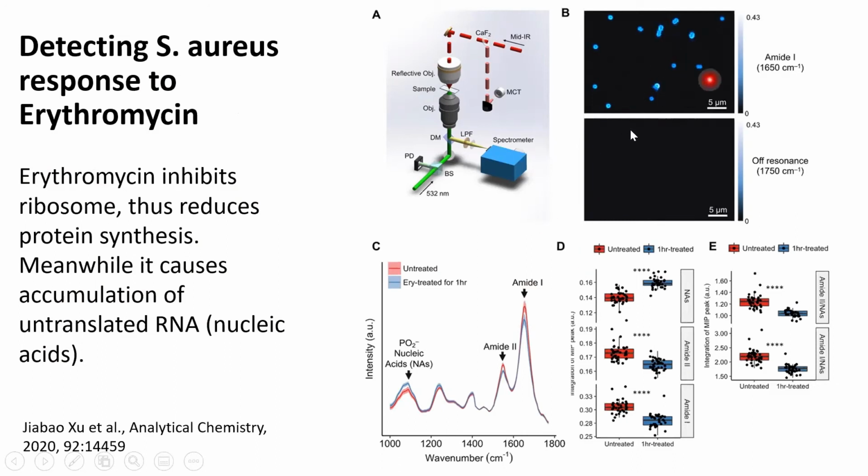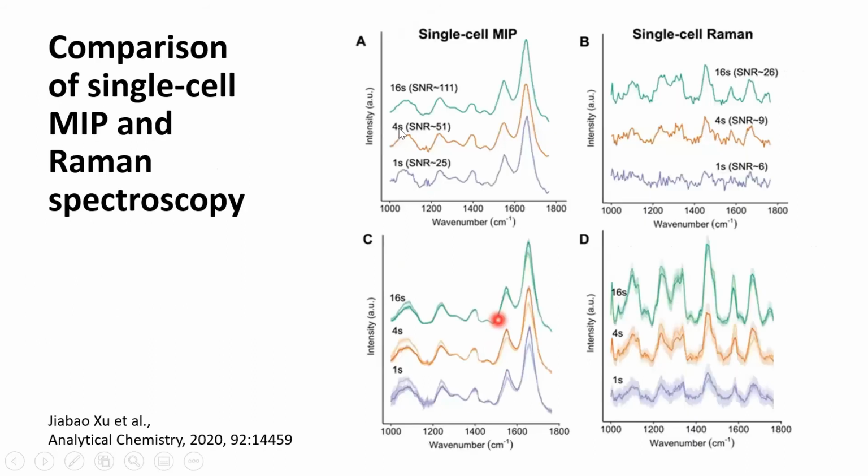So we did single cell spectroscopy with IR photothermal. You can see the amide-1 band decrease, the amide-2 band decrease, and the phosphate peak increase with super high signal-to-noise ratio. And this is taken in 1 second. You can scan like 800 wavenumbers and get this high quality.